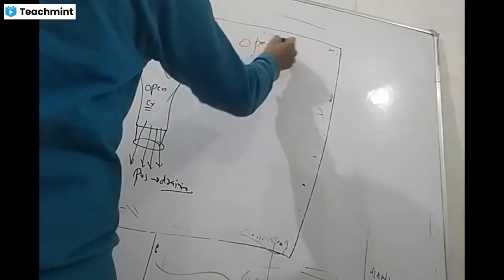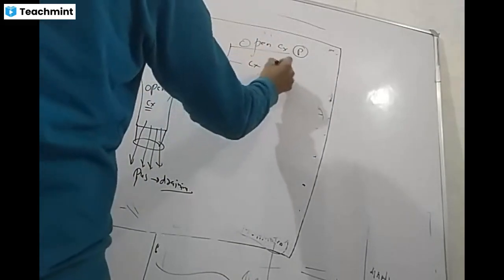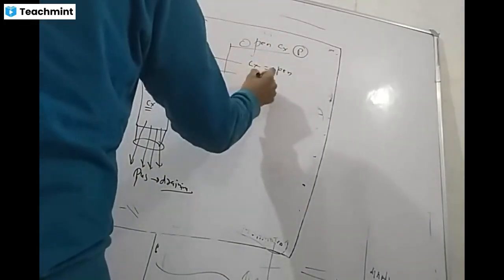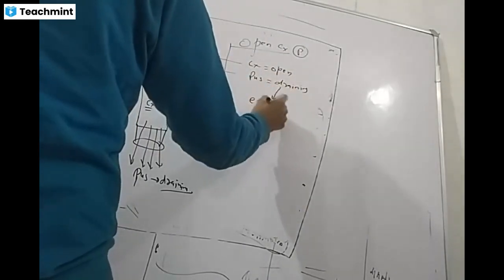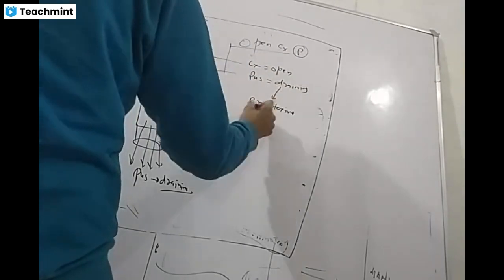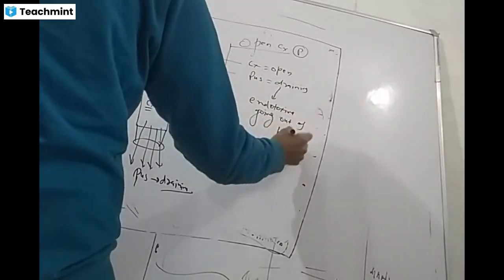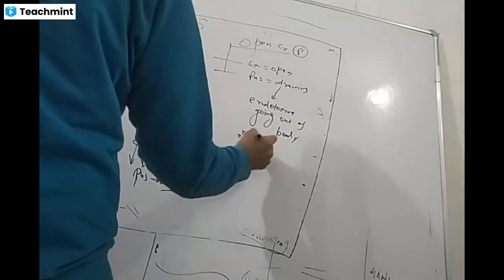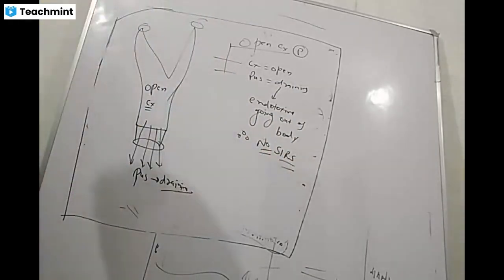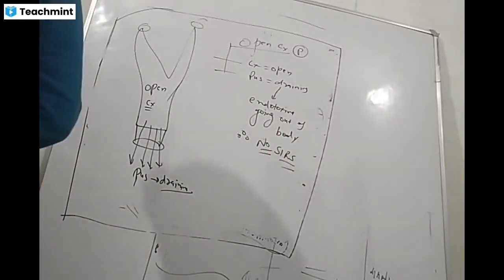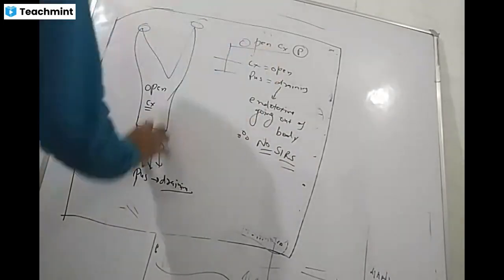So first we'll see what is open cervix Pyometra. In this case, the cervix is open. If the cervix is open, pus is draining. Pus is draining, it means endotoxin is going out of the body. Endotoxins are going out, therefore there is no chance of SIRS, systemic inflammatory response syndrome, because all toxins are going out.